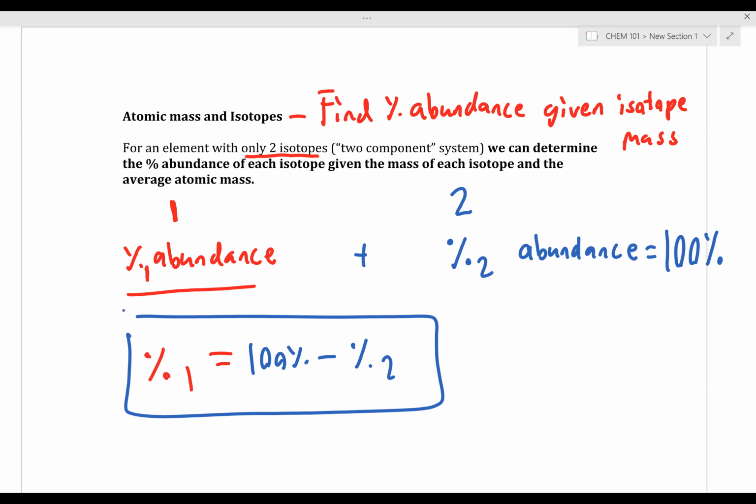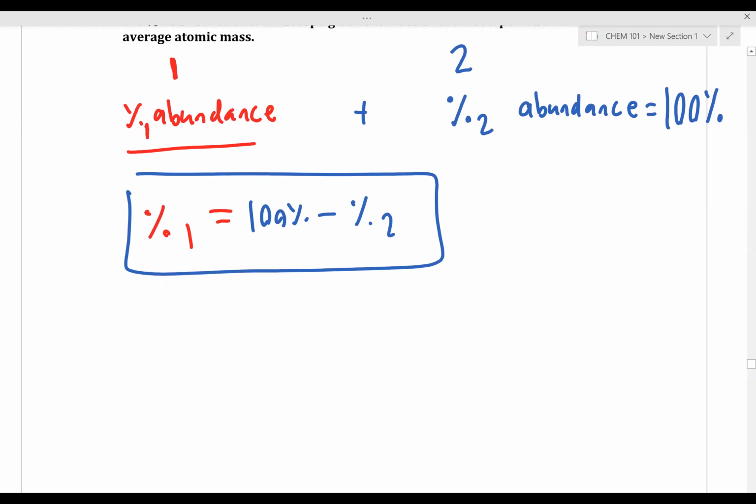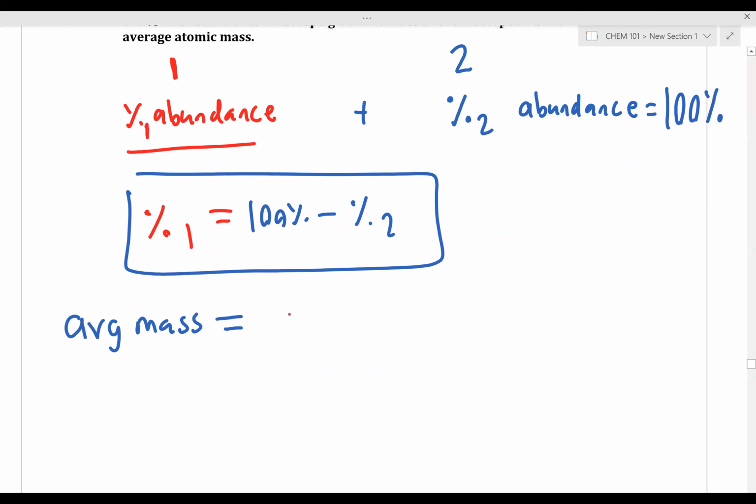Okay, now we're going to write out our average atomic mass equation. So if we have our average mass, our average atomic mass, it is going to be equal to the percentage of isotope 1 over 100 times the mass of isotope 1, which we'll call mass 1. Does that make sense to everyone? Do each of these variables make sense?